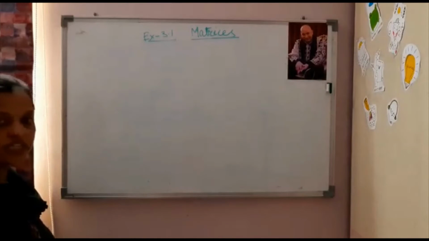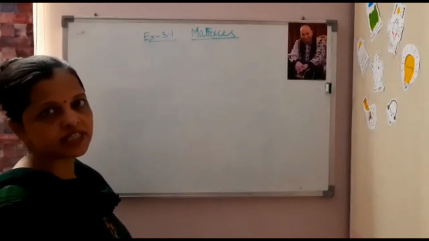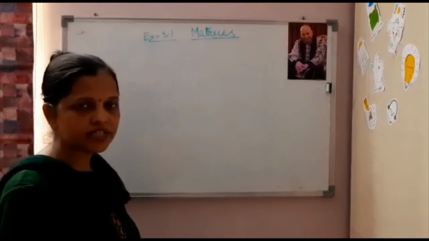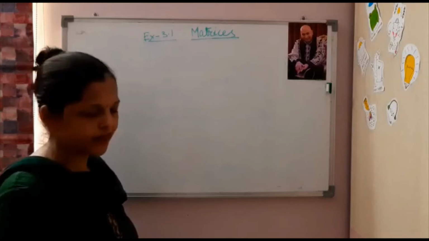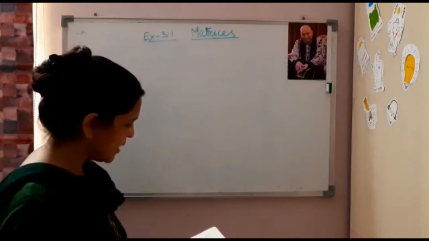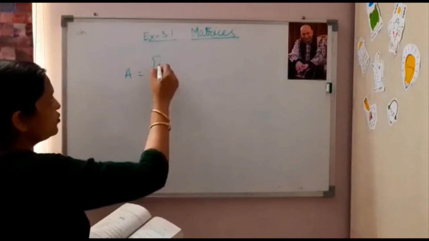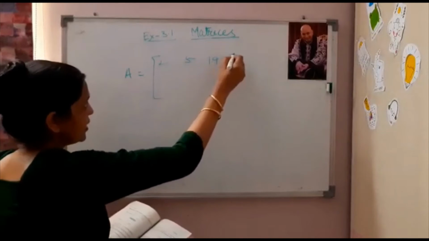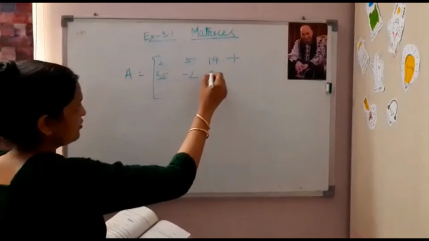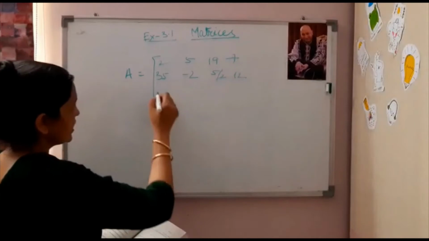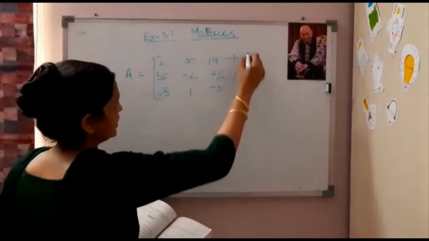Now I am explaining the next topic. Now the next one is your exercise 3.1, that is based on this topic: equality of matrices, types of matrices, order of a matrix, and how you will design a matrix if any of the variables is given. Okay. Now first question, you have matrix A with the elements given, say 2, 5, 19, minus 7. Next is your 35, minus 2, 5 by 2 and 12. Next is your root 3, 1, minus 5 and 17. Okay.